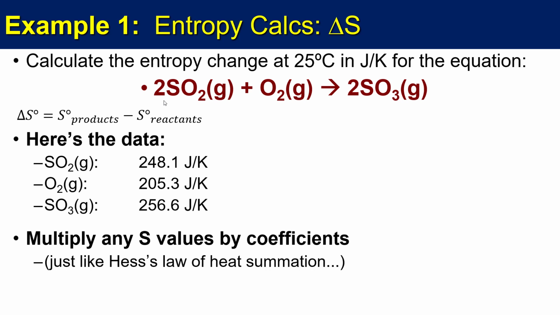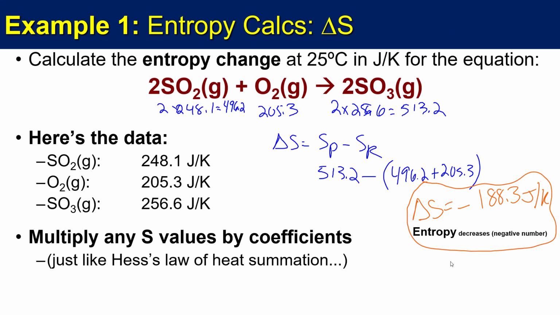So if we were using the entropy value of sulfur dioxide that's here, we would have to multiply this 248.1 joules per Kelvin by 2. So pause the video now, try and set the problem up, and see what you get for your entropy value. Unpause when you are ready for the answers.